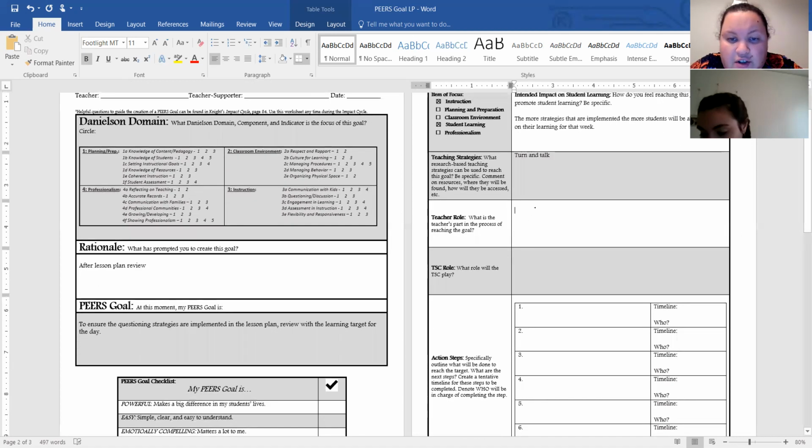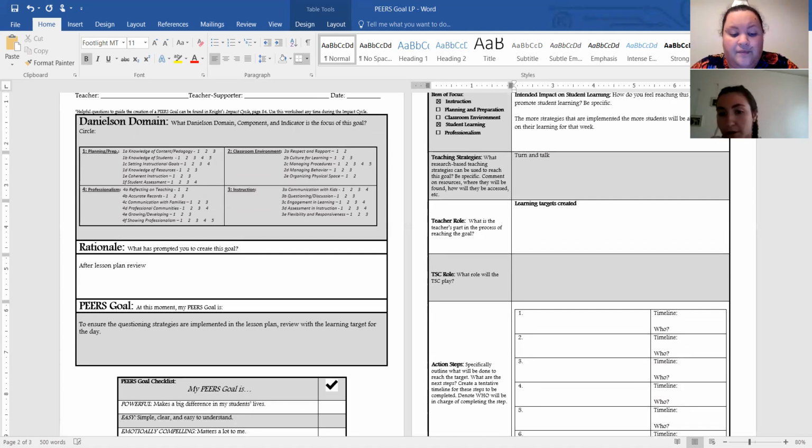Okay, what is the teacher's part in the process of reaching this goal? You would have learning targets already created. Since you said you want to use it during learning targets, probably going ahead and finding those questions to ask them. Having those questions prepared to ask during the learning target time.